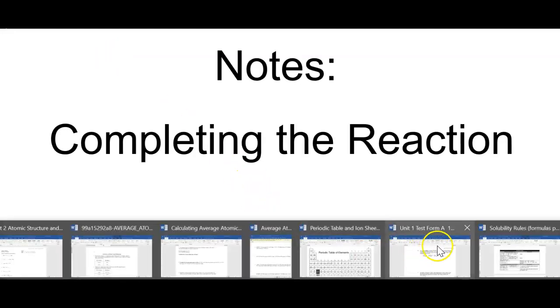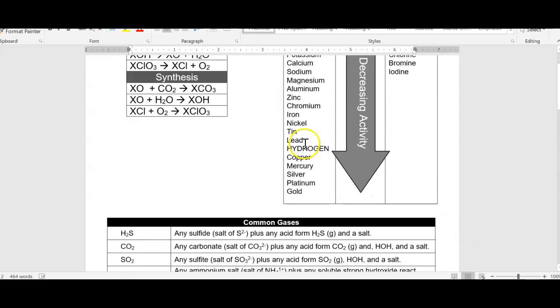Notes for completing the reaction. You'll want out a periodic table and your formula page. Let me show you what I mean by that. It looks like this. Here's the top part of it.